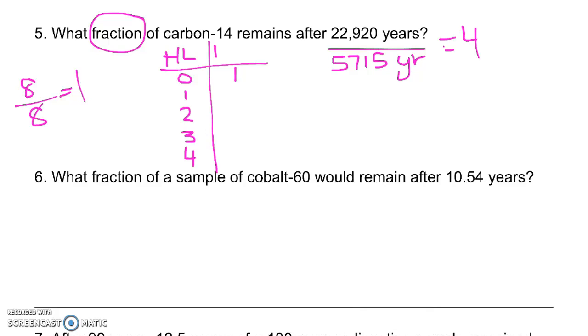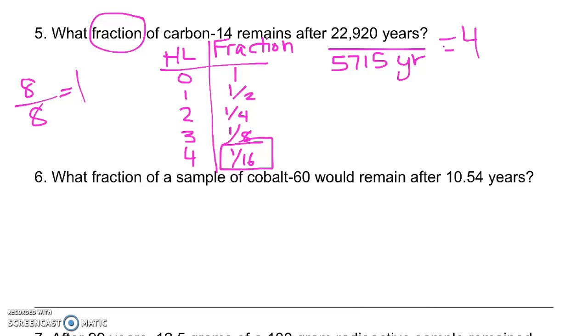Okay, so we're going to title this chart fraction instead of mass because the question's not about mass. The rest of it, you do the same exact way. You cut your numbers in half until you get down to 4, except you want to write your numbers as a fraction. So what is 1 cut in half? 1 half. If I cut a half in half, I get a quarter. If I cut a quarter in half, I get an eighth. And if I cut an eighth in half, I get 1/16. So after 4 half-lives, 1/16 of my sample would remain.